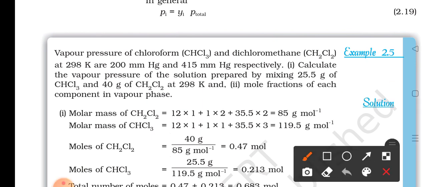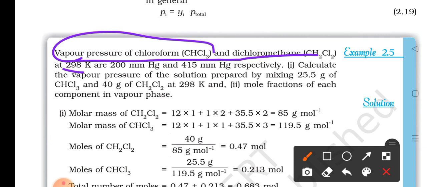Here the question is: the vapor pressure of chloroform and dichloromethane at 298 Kelvin. Remember that the temperature is constant, 298 Kelvin. The vapor pressure of only chloroform, the pure one, is 200 mmHg, and for only dichloromethane it's 415 mmHg. That means we came to know that the vapor pressure of dichloromethane is more, so dichloromethane is more volatile compared to chloroform.